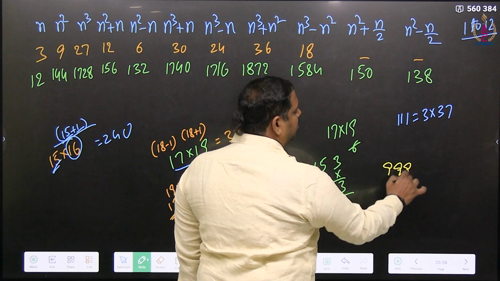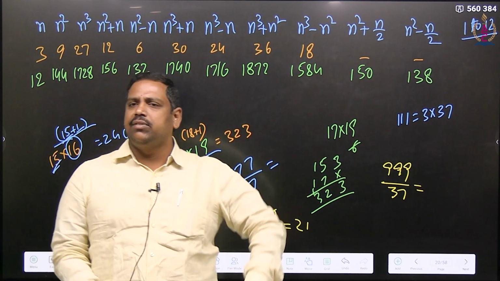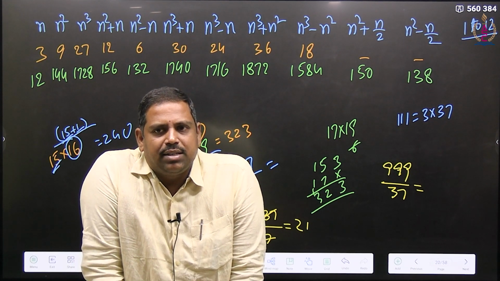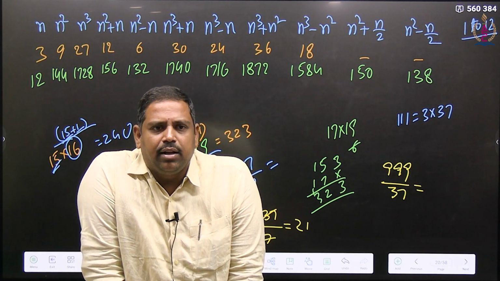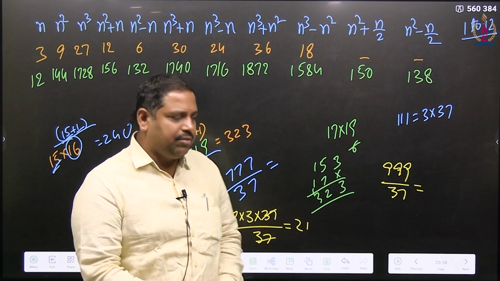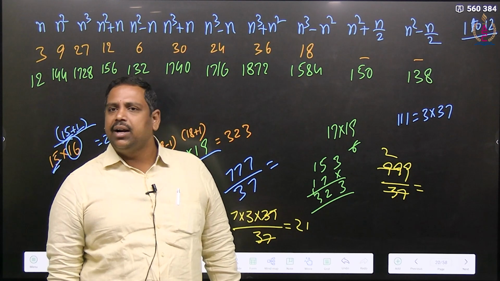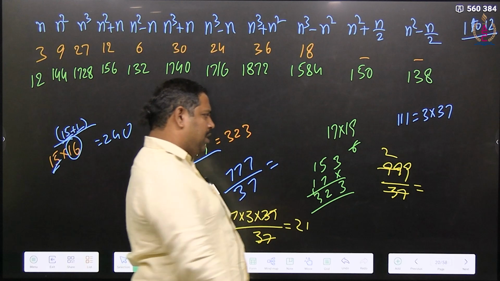Suppose I have given 999 by 37, undoubtedly everybody will cry. Because 37 ones are 37. 37 twos are? You have to do it actually. 74. 37 threes are? You don't know. Again you will try. Then it will be 111, but that much is not there. Means you have to go with 37 ones, 37 twos. 37 is a prime number. Am I right or wrong? So you are unable to simplify it further. Undoubtedly you have to go like this only.